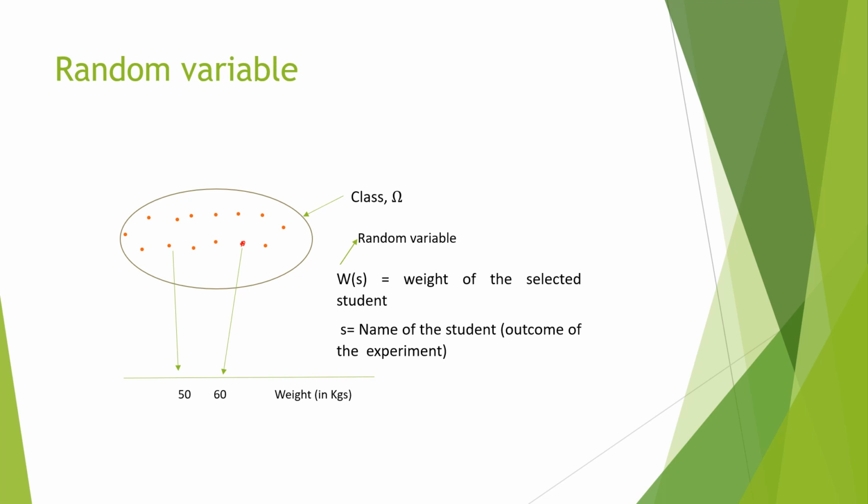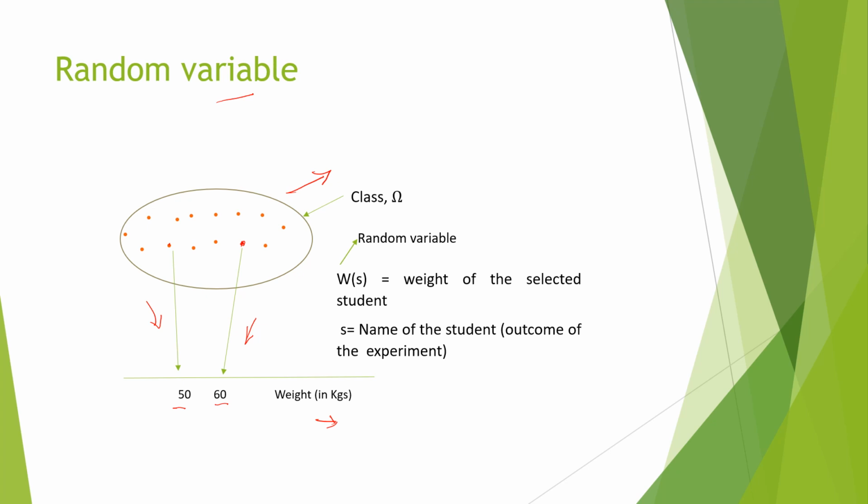So we discussed random experiment and sample space. Now we try to understand what a random variable is. We consider a class of students. So the sample space in this case is a class of students. Each dot in this sample space indicates a student. Now we pick up a student randomly here and his weight is found to be 50 kgs, which is marked on this real line. Similarly, I picked up one more student here whose weight is found to be 60 kgs, which is marked on this real line.